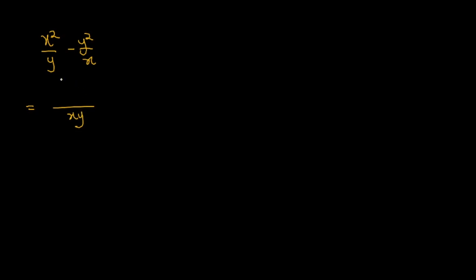Now if we divide xy by y, we are left with just x. We use that x to multiply what we have over here, so we get x cubed. Minus: if we divide xy by x, we get only y. We use that y to multiply the y squared over here, so we get y cubed. So this becomes our final answer.